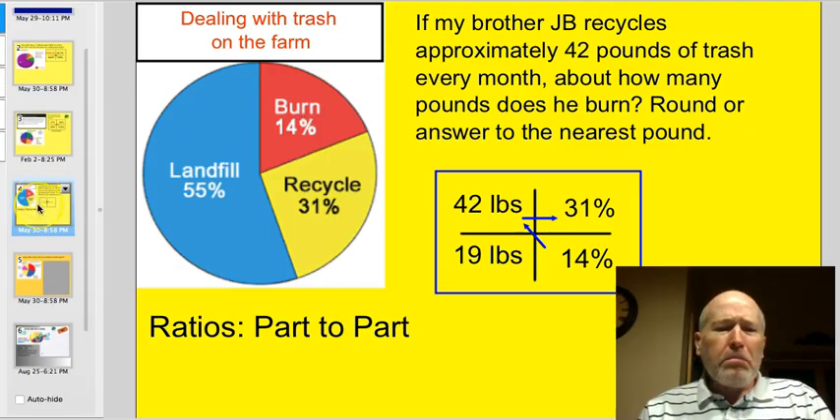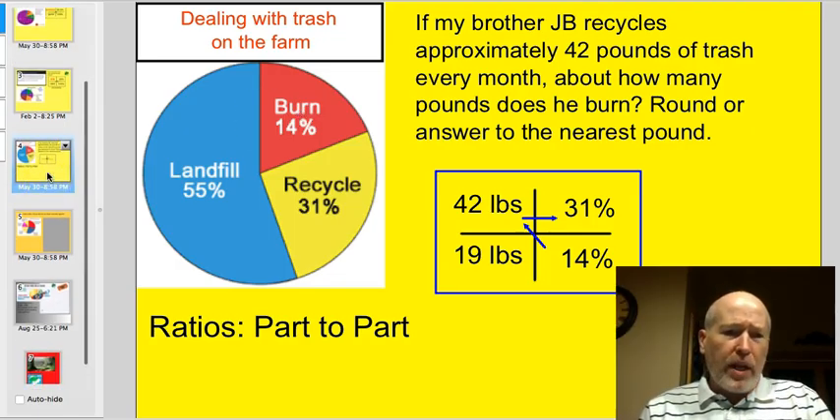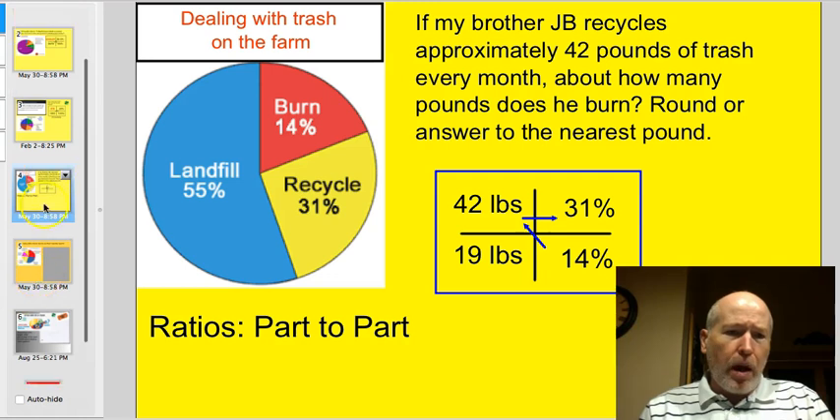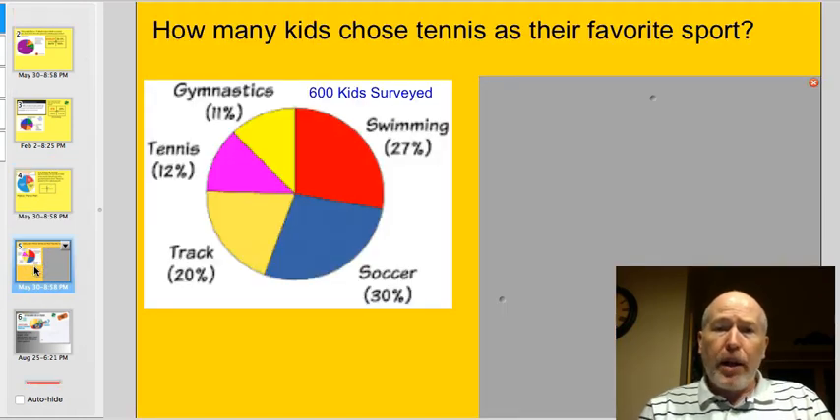All right, let's take a look at one more and then I'm going to... Actually, I'm not. I'm just going to have you do one right now. How many kids in this survey chose tennis as their favorite sport? A total of 600 surveyed, and I want to know how many kids. All right, go ahead and pause.